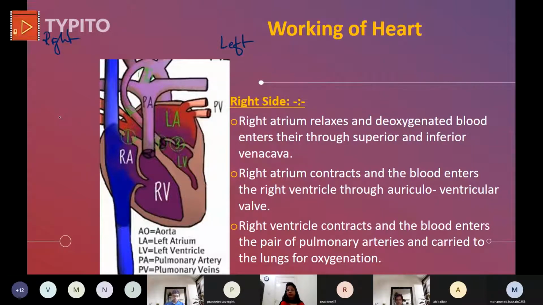Please reply fast. Right side of the heart. This is the right atrium or the right ventricle. That contains what kind of blood? They contain... exactly. Don't restrict yourself. Say deoxygenated blood. Okay, they contain deoxygenated blood.